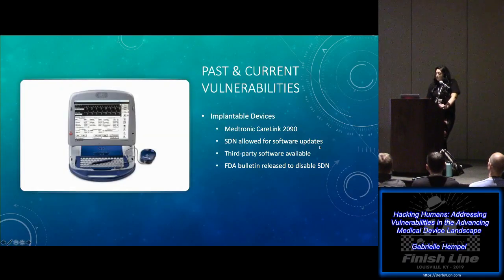So first, let's talk about implantable devices. This is the Medtronic CareLink 2090, which is the software for an internal defibrillator. This works similarly to a pacemaker. The manufacturers had a software deployment network that allowed for the download of new software directly to the pacemaker. However, security researchers found vulnerabilities in which an individual could pretty easily update the programmer with a third-party software. The FDA issued a bulletin disabling the SDN and requiring manual updates until the vulnerability could be fixed.